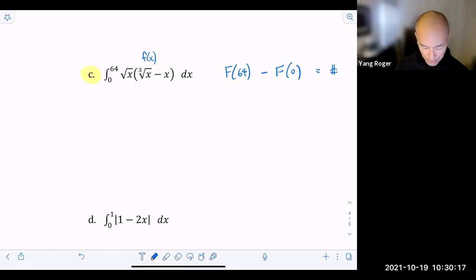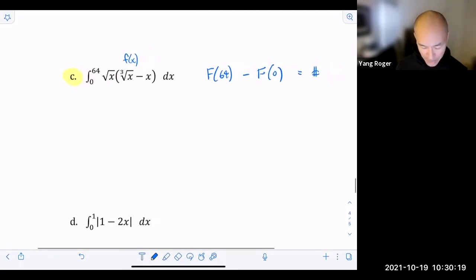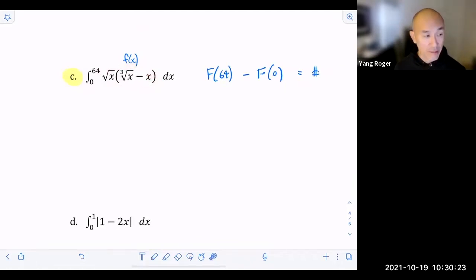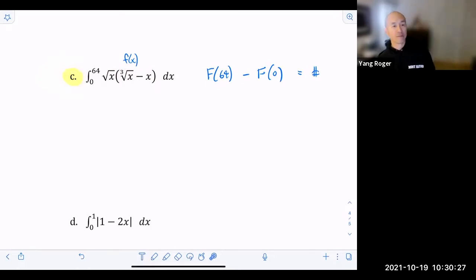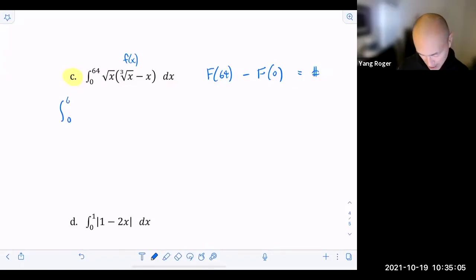So I want you to try to find the antiderivative of this inside first, and then plug in those two endpoints. So why don't you guys try this right now? I guess the first thing I would do is I would write this in exponential form.